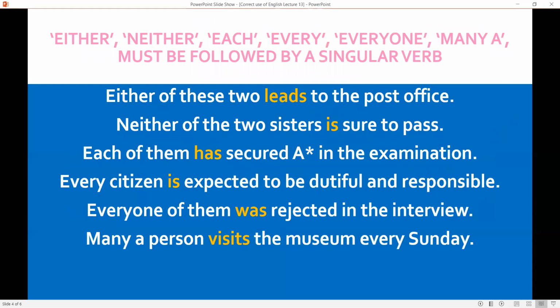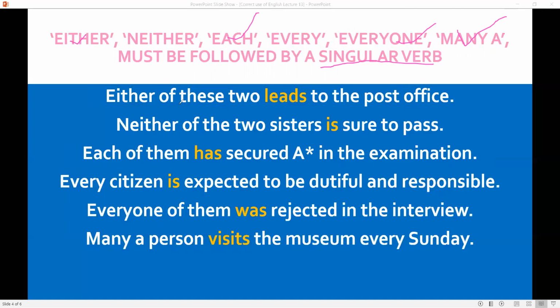Another rule of correct writing. These are the words: either, neither, each, every, everyone, many a. They must be followed by a singular verb. All of these, either, neither, each, every, everyone, many a, are singular. So when a singular subject is used, a singular verb is used with them.